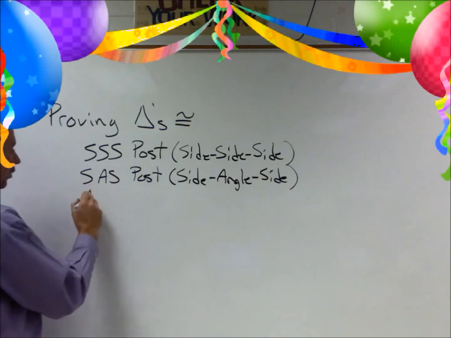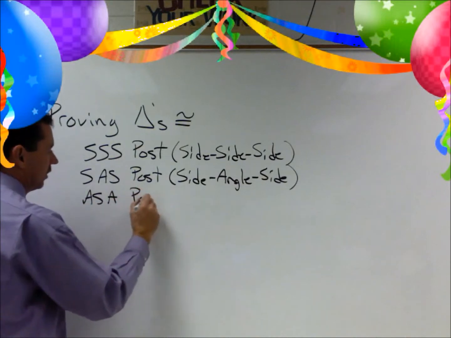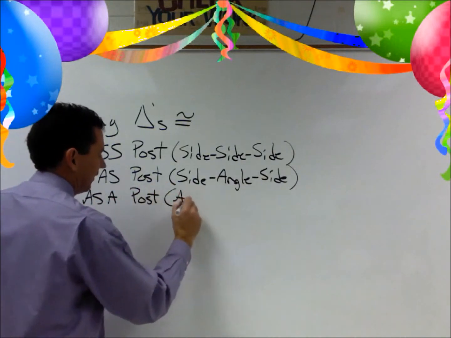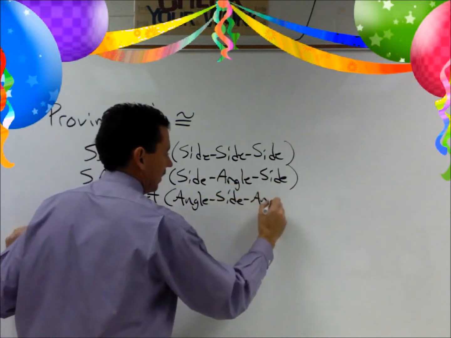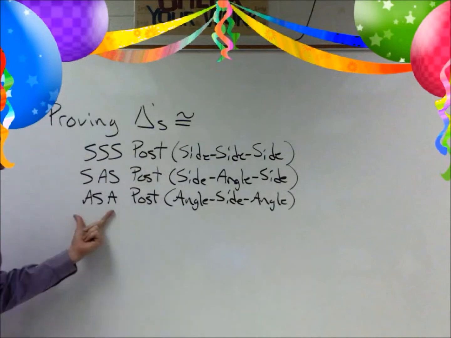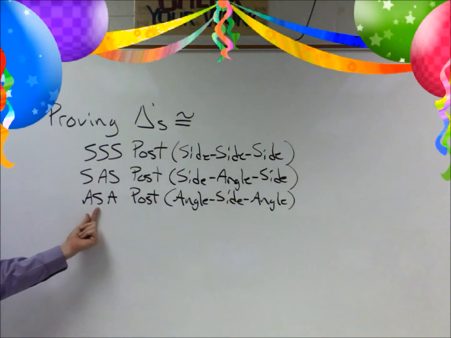And then our last one that we went over today was? Angle, side, angle. And again, this order was also important. Why? Because the side was in between the angles, so it's the included angle and the included side.